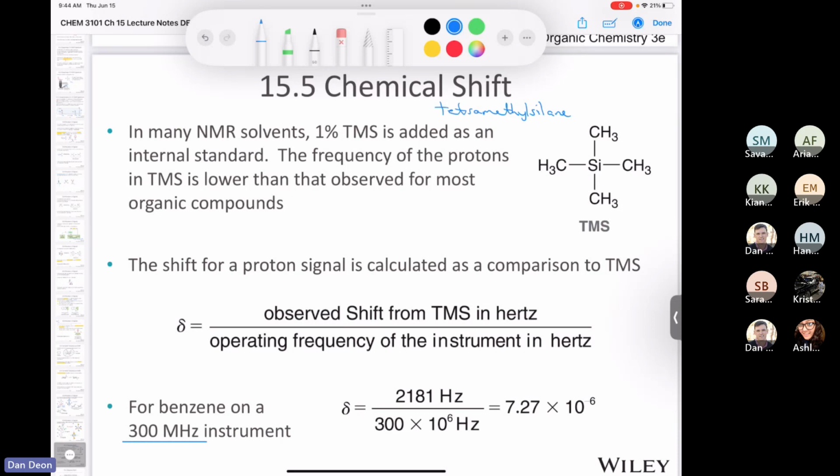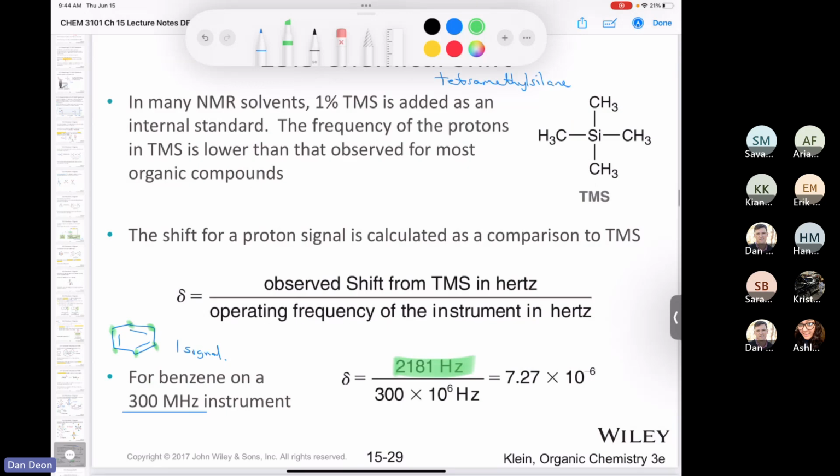If you measure the frequency of absorption of some protons in benzene, and benzene only has one type of proton. So this is a benzene molecule here, right? All six of the protons are chemically equivalent, so there's only one signal. If you measure the absorption frequency of those protons in a 300 megahertz spectrometer, they have an absorbance of 2,181 hertz. But you divide that by the operating frequency of the spectrometer, and you get 7.27 times 10 to the negative 6. You're wondering, what's the relevance of this number?